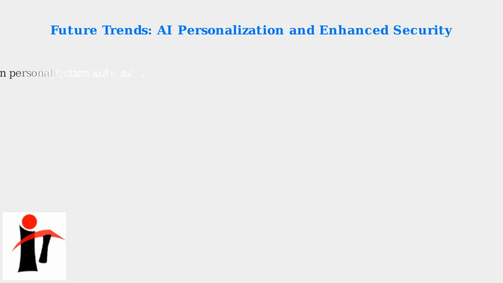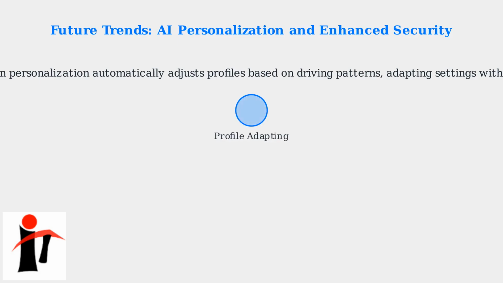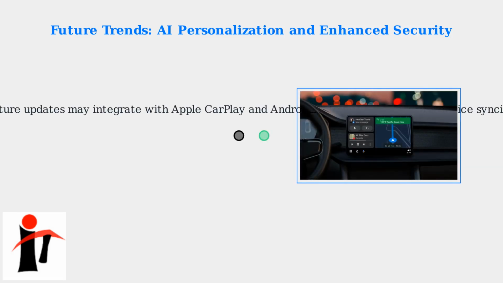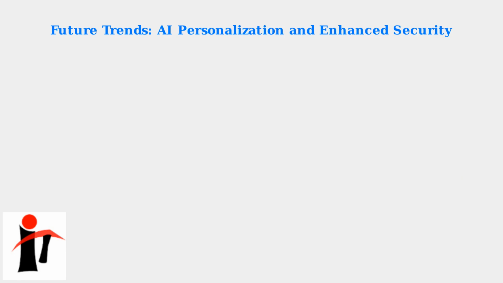Tesla's driver management is evolving with AI-driven personalization that automatically adjusts profiles based on driving patterns. Machine learning adapts settings like seat position and climate controls within hours of recognizing new habits. Future updates may include integration with external ecosystems like Apple CarPlay or Android Auto, allowing seamless syncing of profiles across devices. This enhances usability for users already in these ecosystems.